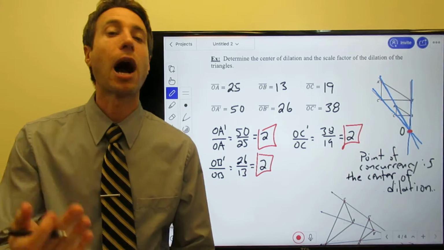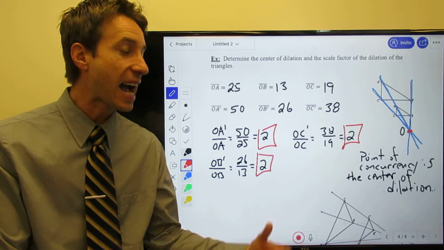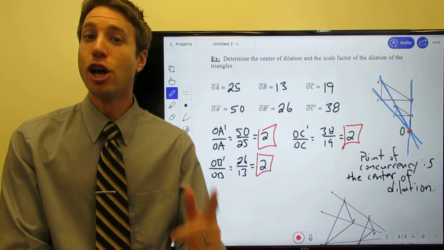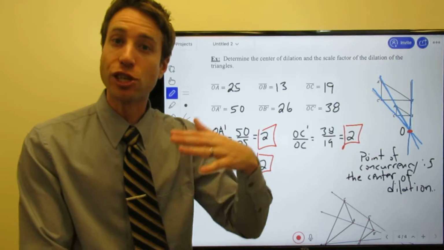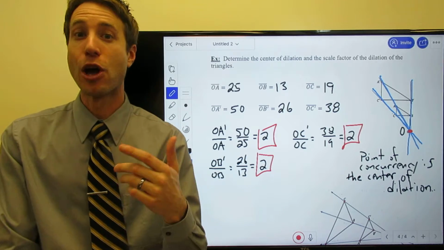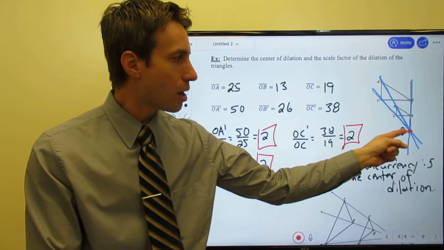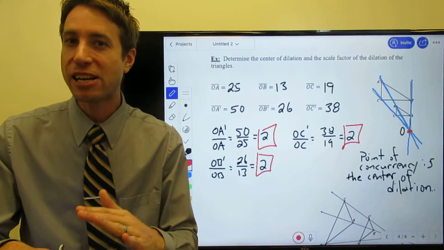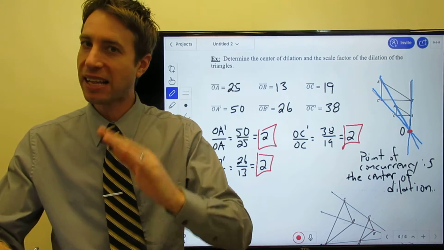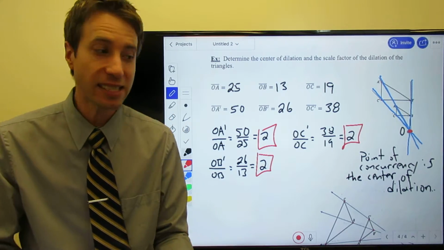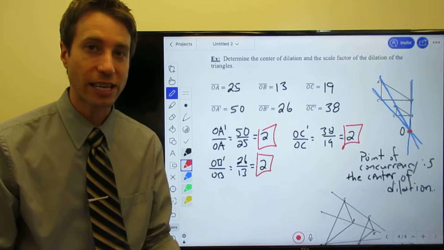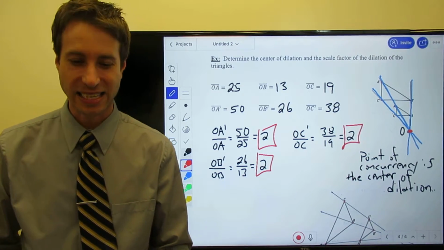Right? So a couple of ways actually to find that scale factor. You could set up the ratio of corresponding sides. Or if you know the center of dilation, measuring the distance from that center of dilation to corresponding vertices and setting up those ratios actually gets you the exact same thing.